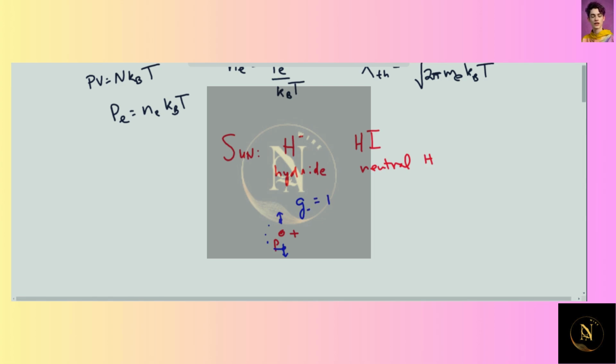Whereas, of course, in the neutral hydrogen atom, we have just one electron, and it can either go in a state with the spin up or the spin down. So the degeneracy of the neutral atom is 2.